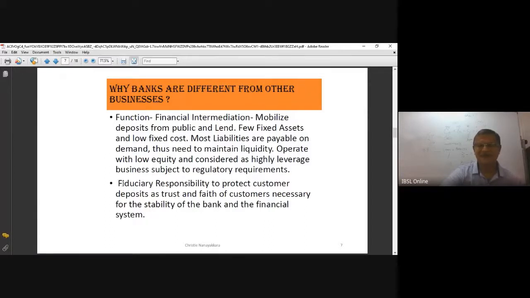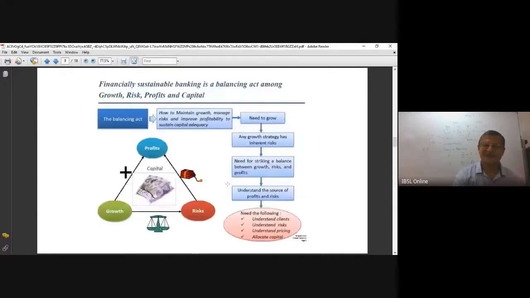So we have a fiduciary responsibility to protect deposit customers when they make their deposits in the bank. So these are the two major differences banks have compared to a normal company.